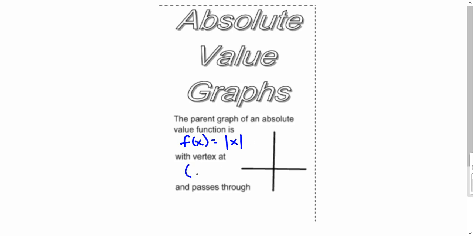Okay, it's going to have a vertex at the origin, 0, 0, which means that it's going to pass through, you guessed it, the origin. Okay, so what does that look like? Well, it's going to go through the origin, and the right side of it is going to be this nice, pretty diagonal line, and the left side of it is going to be this other nice, pretty diagonal line. And you'll notice that absolute value looks an awful lot like the letter V.